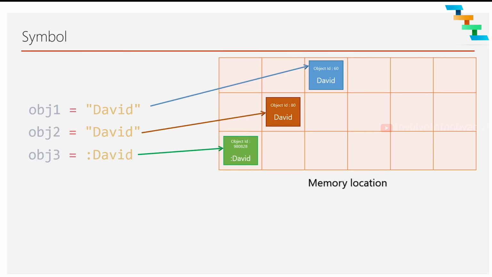Now if I try to create another object, object4, with the same symbol colon David, in this case it references the same object ID. Even if they are two different variables, a symbol is immutable. Now if I try to change the value of object1, which has the value David and object ID 60, you can see that whenever I modify this value, the object ID remains the same and the memory location remains the same. It just changes the value. We are changing the value in the memory location and the object ID remains the same.